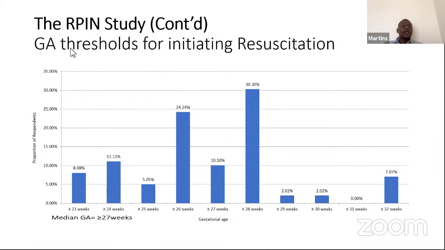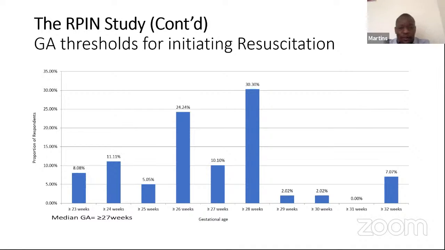So we looked at the gestational age at which most clinicians will consider resuscitating any baby, irrespective of how the baby is, or after doing a risk assessment, but this is the acceptable gestation at which they will resuscitate a baby. So we discovered that there were varying responses. Again, even within institutions, there were varying responses as to the gestational age at which they resuscitate a preterm infant.